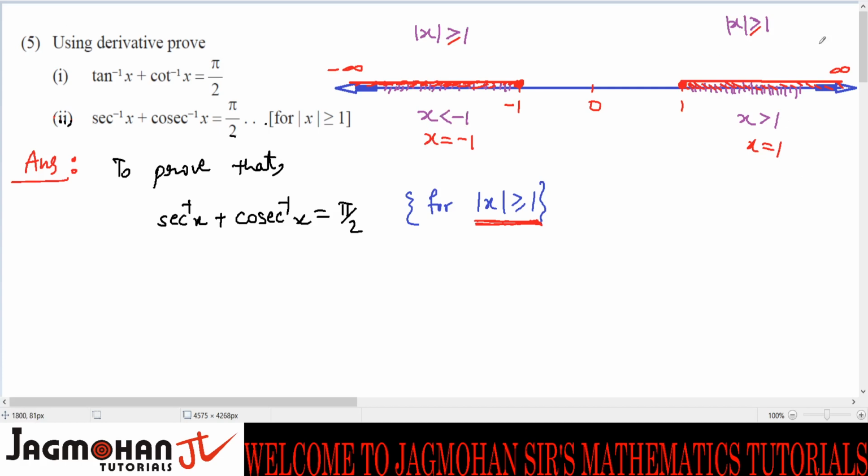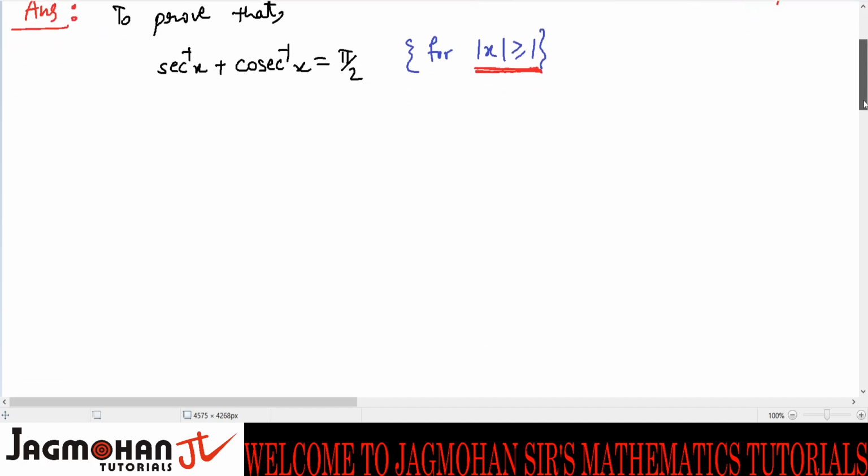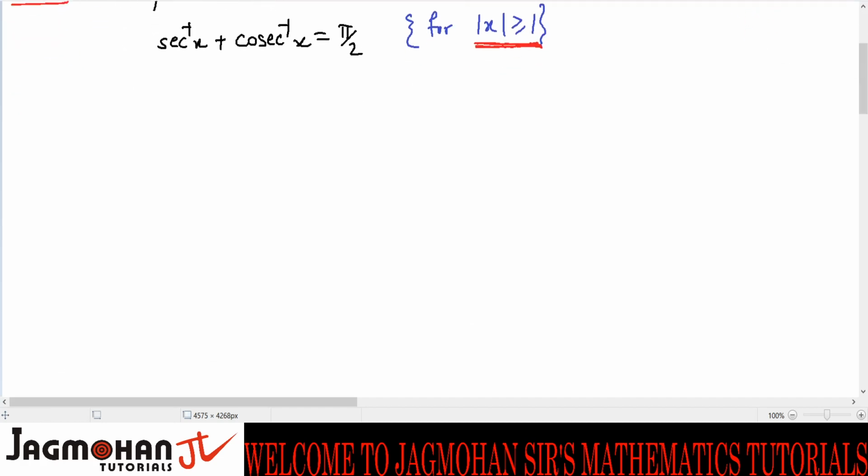Now we go ahead. So here, remember, what I have to prove? I have to prove that sec inverse of x plus cosec inverse of x is equal to pi by 2. This is what I have to prove. Now my trick to prove this is as follows. I will assume the left hand side as f of x. So let sec inverse x plus cosec inverse x equal f of x.